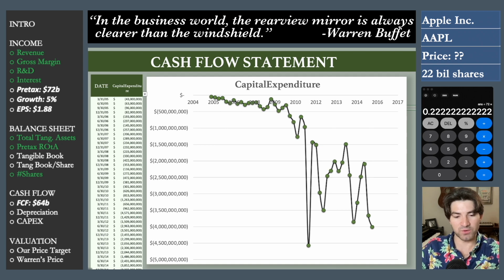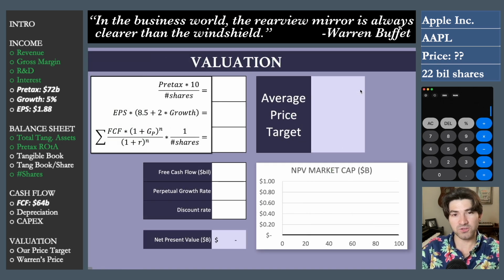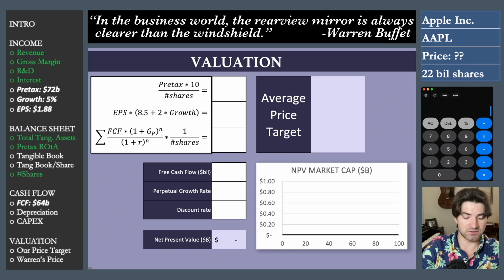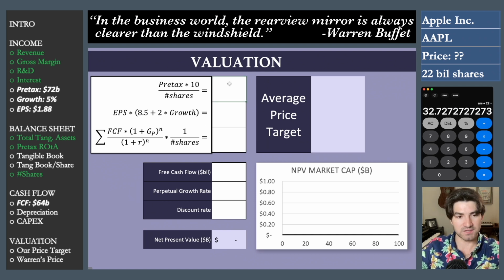All right, let's go to valuation. That's what we've all been waiting for, right? All right, the first one we're going to do is a rule of thumb method that I use that, like I said, has been really good to me and is just pretty simple. 72, which is our pre-tax income, times 10, and then divide by the number of shares, which was 22 billion. That's up there in the top right of my screen. All right, and I get, at the time, a price target of $33 a share.